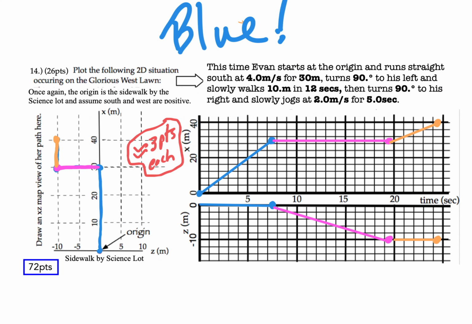All right, here's the last problem. It's blue. I'd say probably 10 people didn't notice that they had to draw an XZ map view. I mean, it had pretty much said it there. I know it wasn't written horizontally, but yeah, I'm going to have to count off on that.